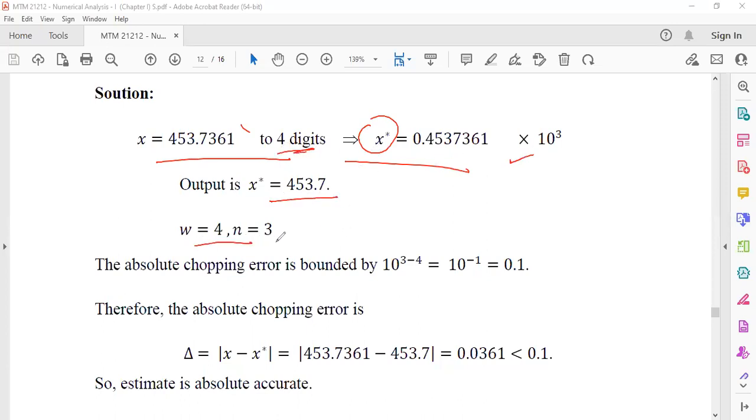And then what is the w, what is the 3, n. Then find the absolute chopping error bounded by this much, and the absolute chopping error is this much. Therefore this is less than this one. Therefore this is how you have to answer in the exams. So write down and copy this one quickly.